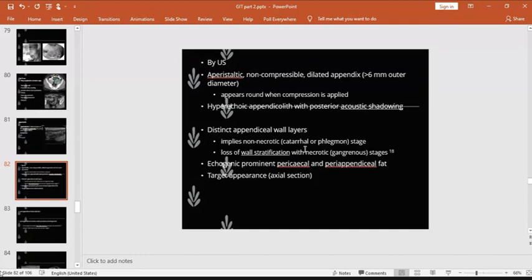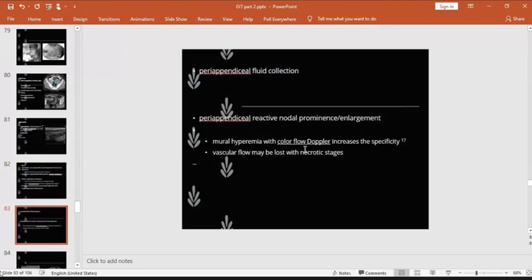Another finding in appendicitis is echogenic prominent surrounding fat, target appearance of the appendix in axial section, may find periappendiceal fluid collection, may also find reactive lymph nodes, increased flow by color Doppler ultrasound apart from the gangrenous type. So: dilated non-compressible segment of the appendix, target appearance in axial section, increased echogenicity of the fat surrounding the appendix. We can detect fluid collection, lymph nodes surrounding the appendix and cecum, and by color Doppler, increased vascularity.